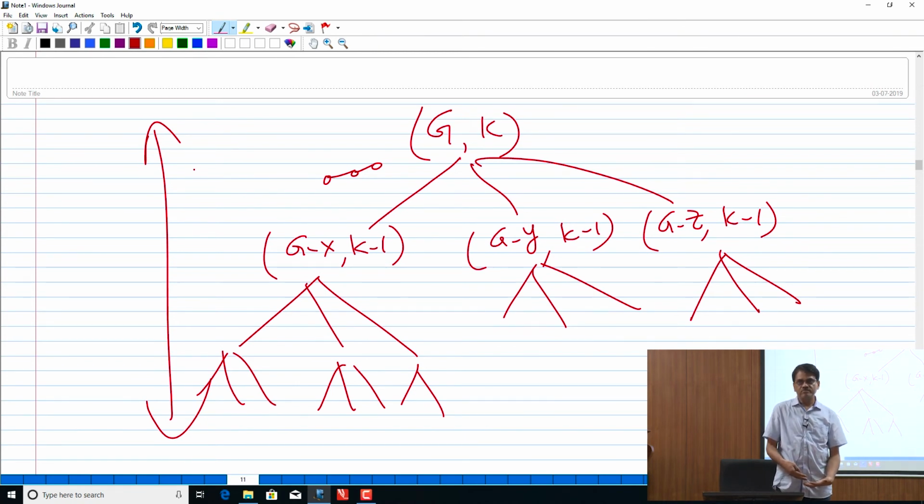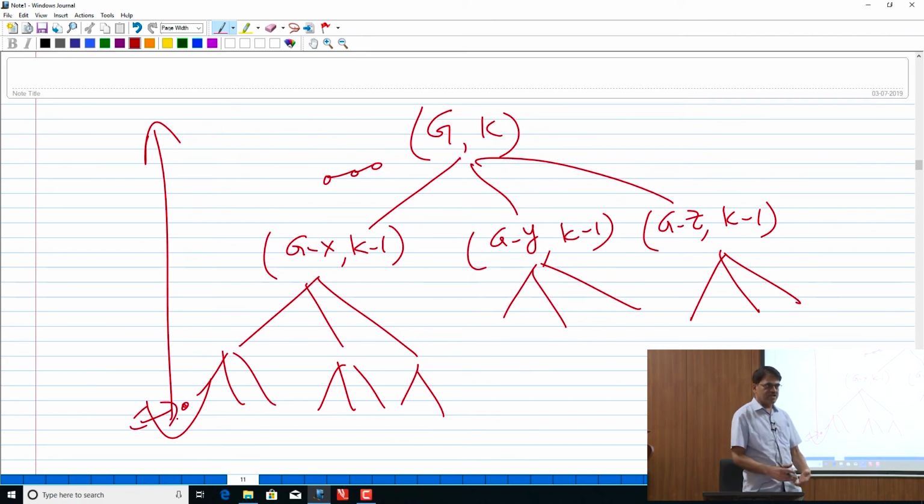What do we do there? Check whether it's a cluster graph. You don't need to do any more branching there. If it is a cluster graph, you will say yes, otherwise you will say no in that branch. Because you have to delete, you have no budget to delete. So you have to check whether G is a cluster graph or not. So at the leaf levels, at the step of k, you will stop here and check whether it's a cluster graph or not. And if it's not, you will say no.